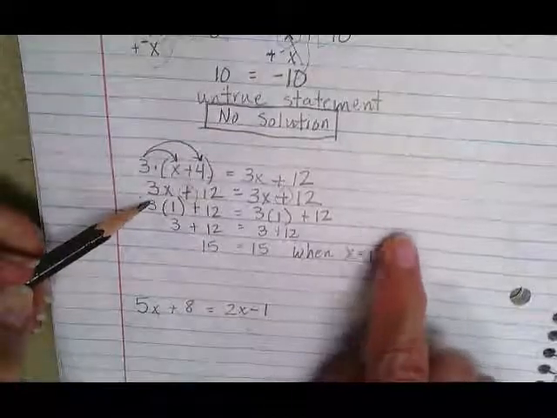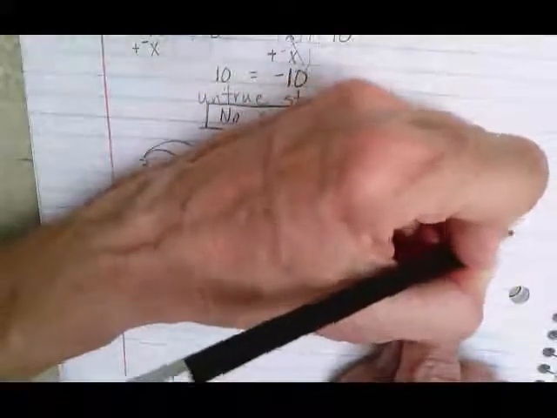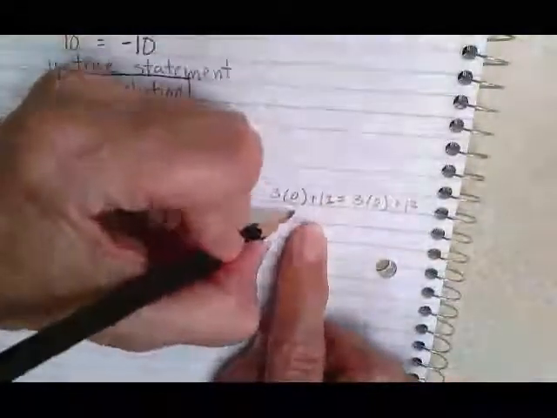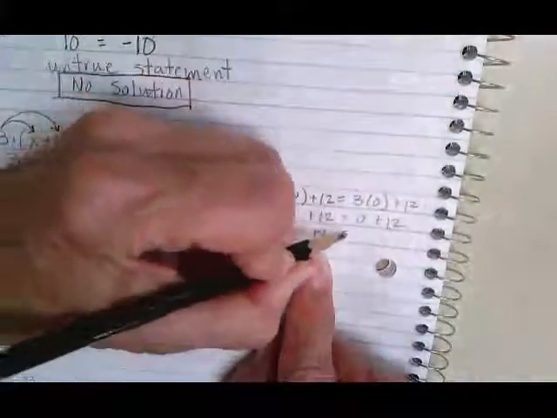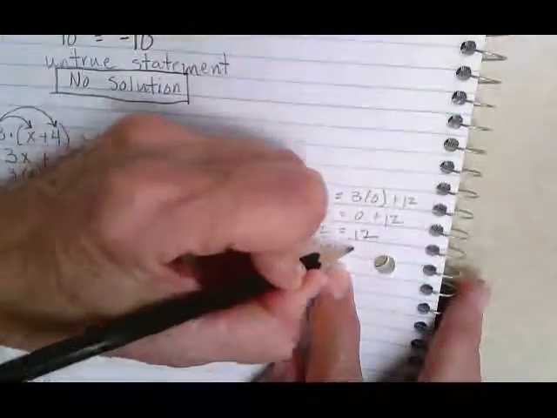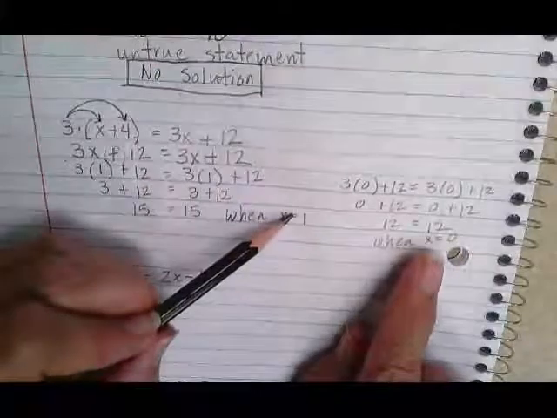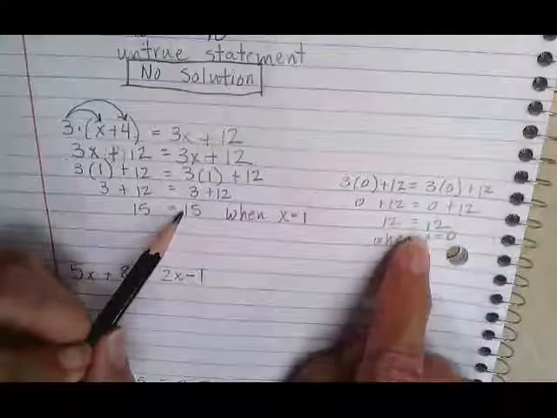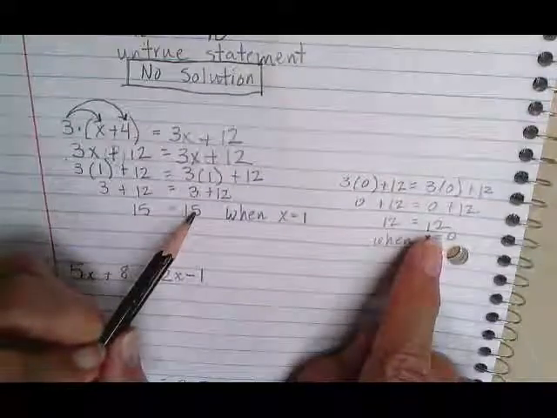If I put 0 in, and I'll do that over here, 3 times 0 plus 12 equals 3 times 0 plus 12. 3 times 0 is 0, plus 12. 0 plus 12, 12 equals 12. This is a true statement when x is 0. I can keep inputting values for x and I will get true statements. In other words, the left-hand side will equal the right-hand side.